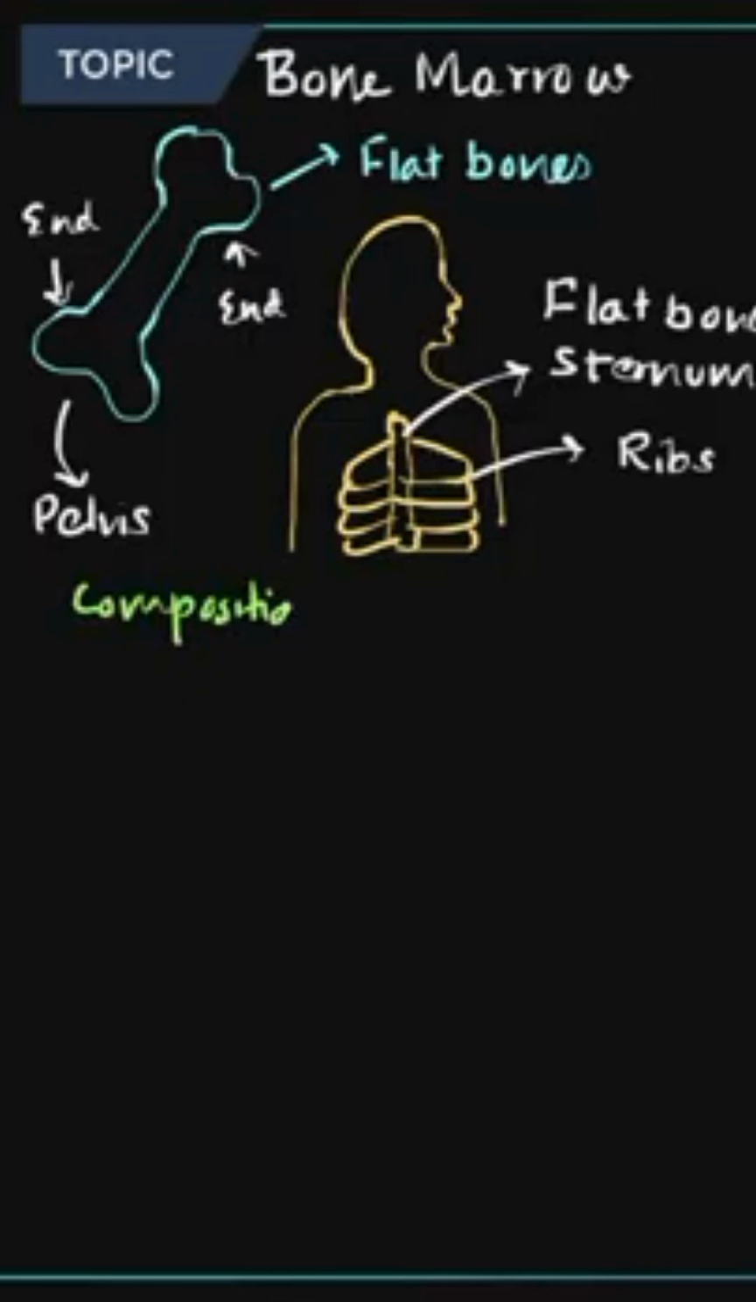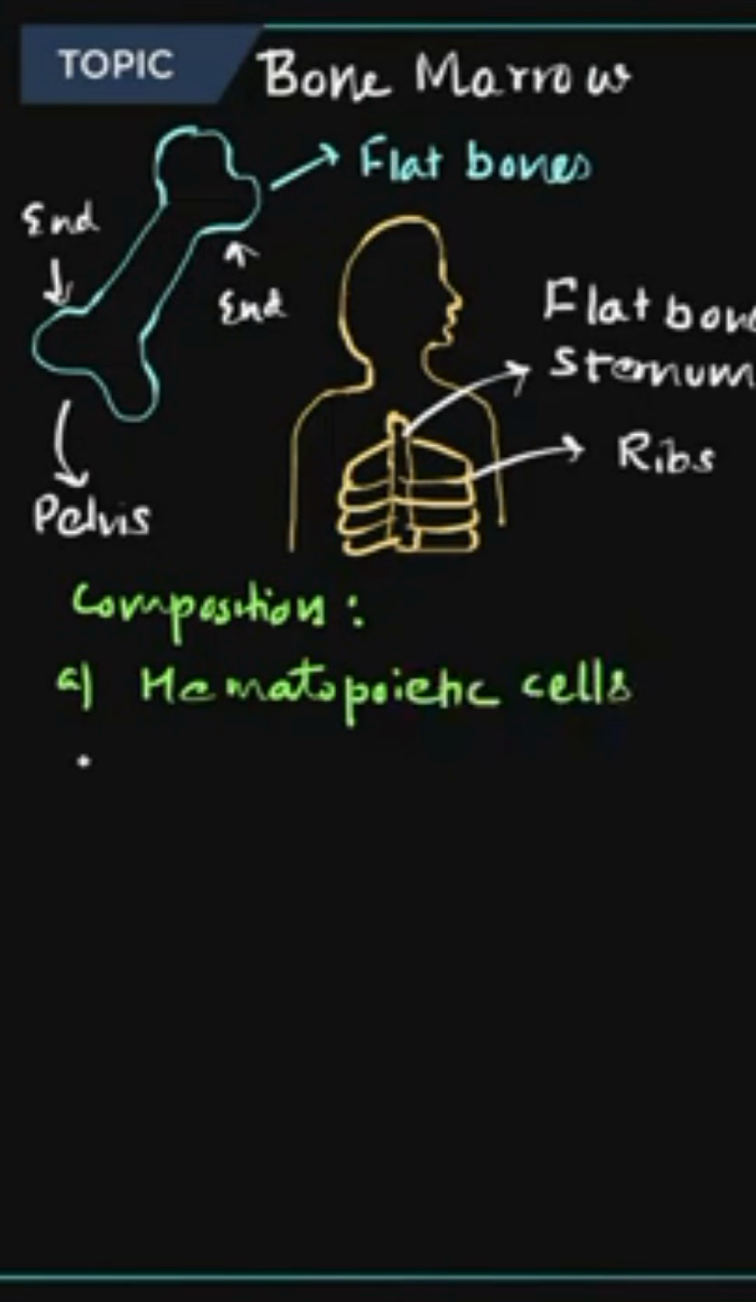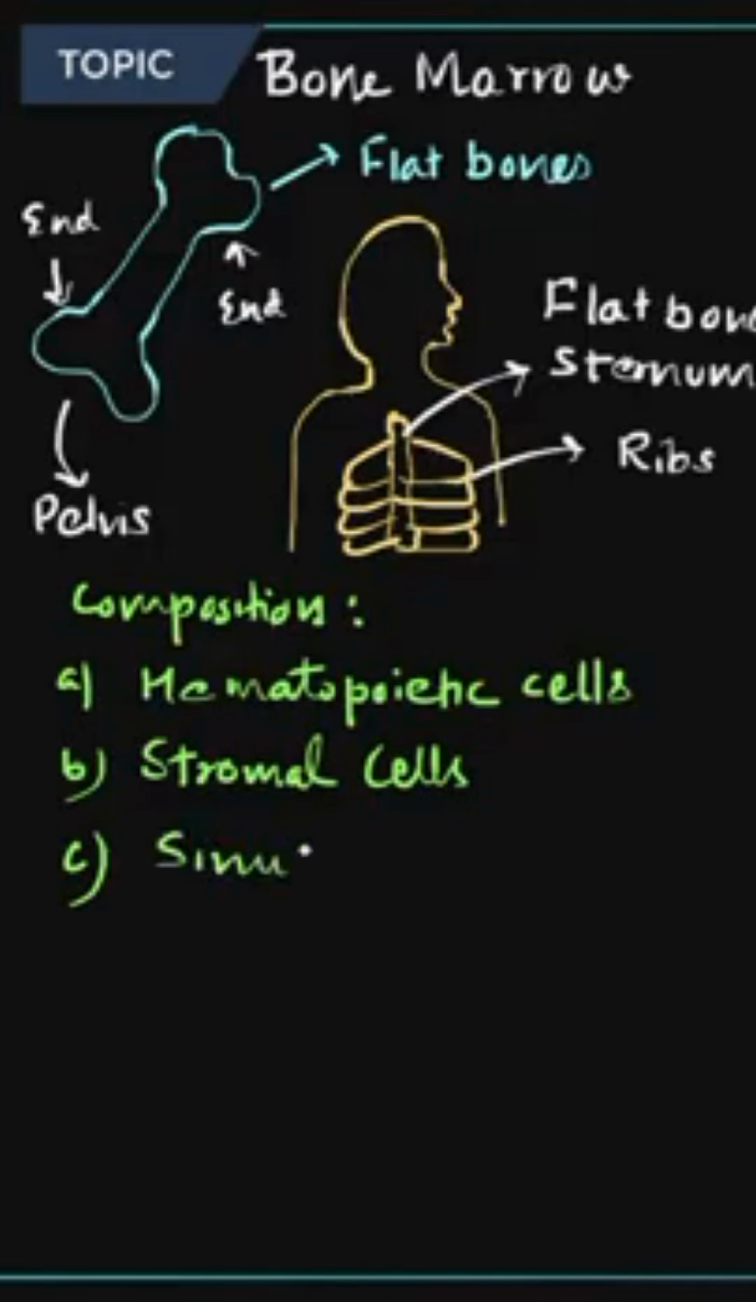If we talk about composition of the bone marrow, cellular composition, you have the first one, A, which is hematopoietic cells. Hematopoietic stem cells are the cells that will generate those lymphocytes. Second is you have stromal cells, and that provides the supportive environment for the lymphocytes. Then you have sinusoidal blood vessels that are there in the bone marrow. These are the major constituents of the bone marrow.